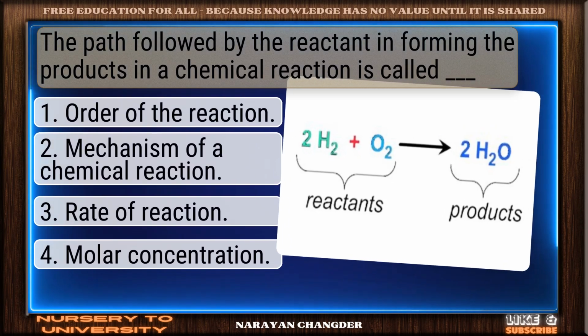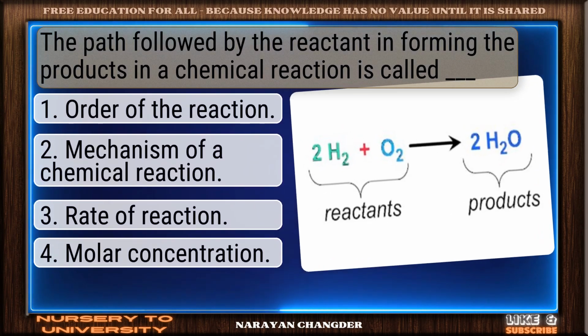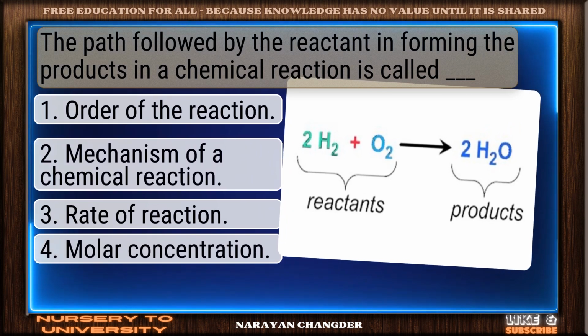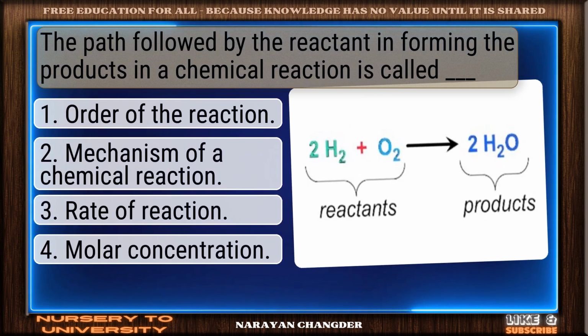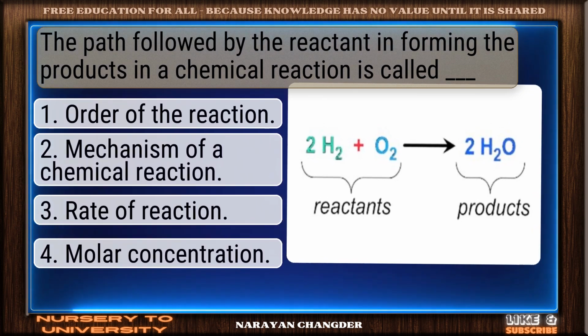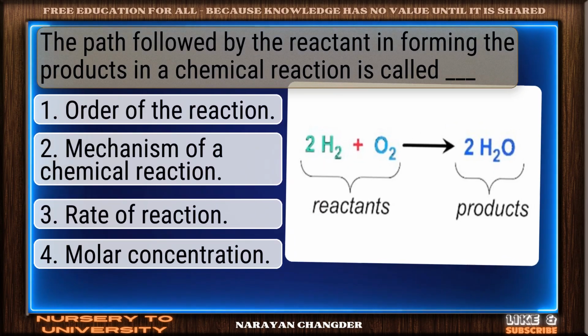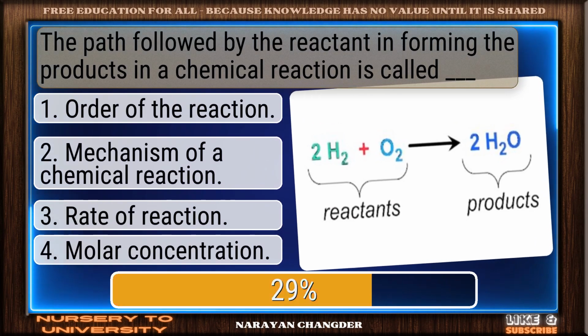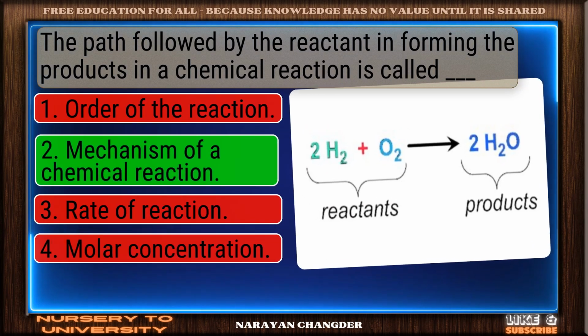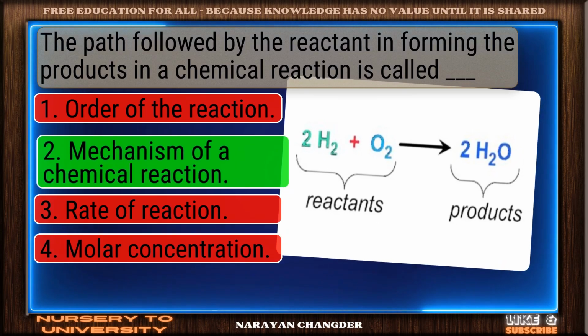The path followed by the reactant in forming the products in a chemical reaction is called: Option 1, order of the reaction. Option 2, mechanism of a chemical reaction. Option 3, rate of reaction. Option 4, molar concentration. Right, mechanism of a chemical reaction.